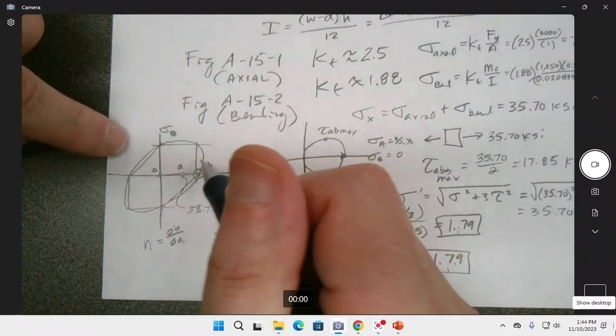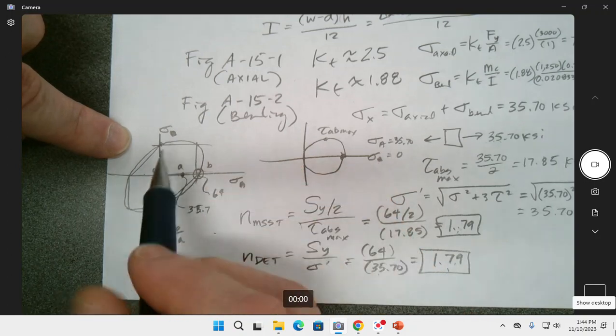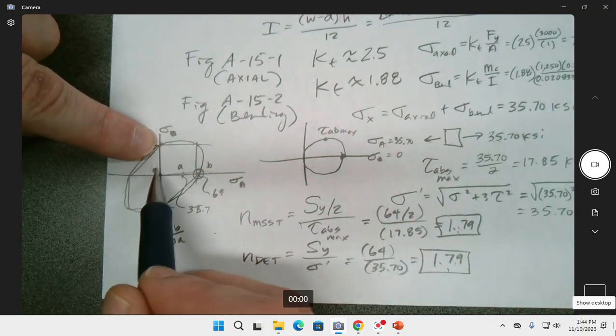Yeah, and so this distance right here is SY, and that distance is SY right there.